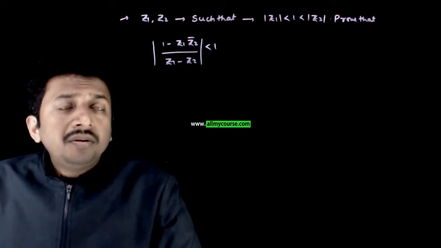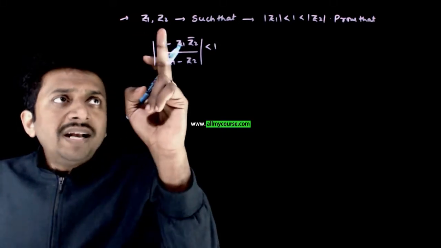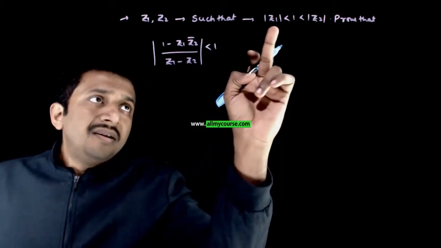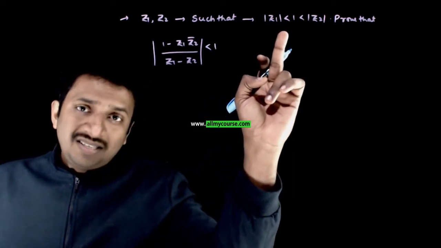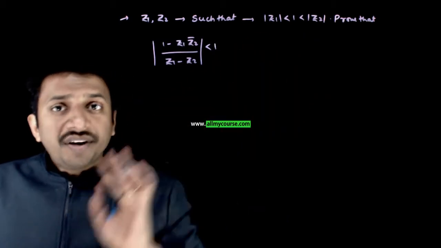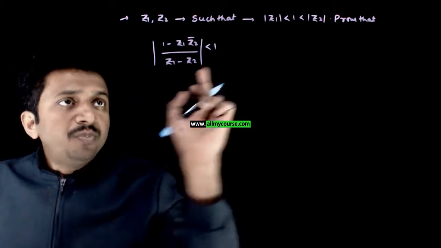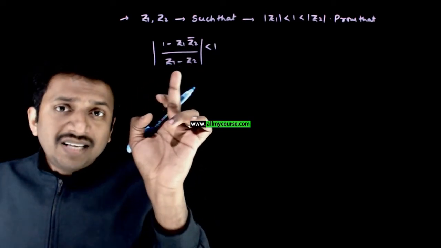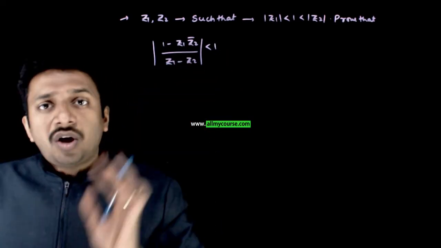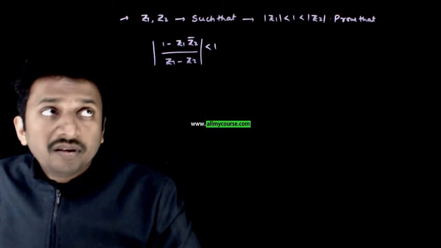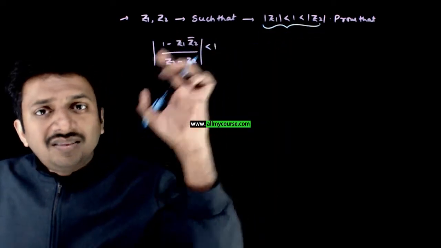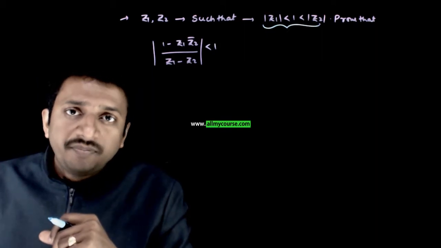So in this question, you're given that Z1 and Z2 are two complex numbers such that mod Z1 is less than 1 and mod Z2 is greater than 1. And you're asked to prove that mod of (1 minus Z1 Z2 bar) by (Z1 minus Z2) is always less than 1. So from this information, you're asked to prove that this inequation will always be valid.